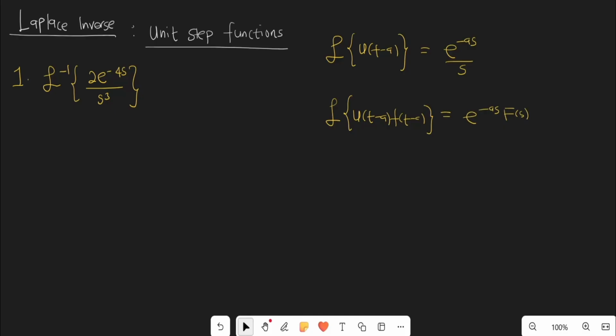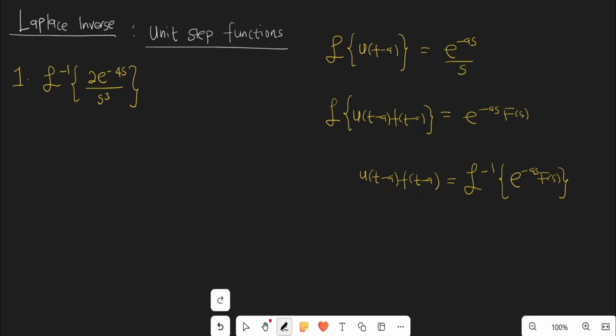So the Laplace transforms of unit step functions involve the exponential functions in terms of s. So that means that if we are taking the Laplace inverse of e to the negative as multiplied by F of s, this one is going to yield the Heaviside function, that is u of t minus a multiplied by f of t minus a. So if you are taking the Laplace inverse of an exponential function multiplied by a certain function, we are going to get the unit step function multiplied by a certain function but shifted by a.